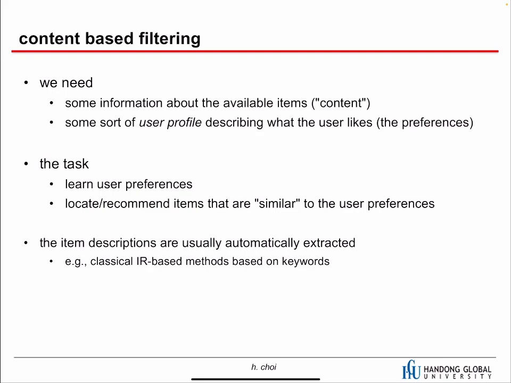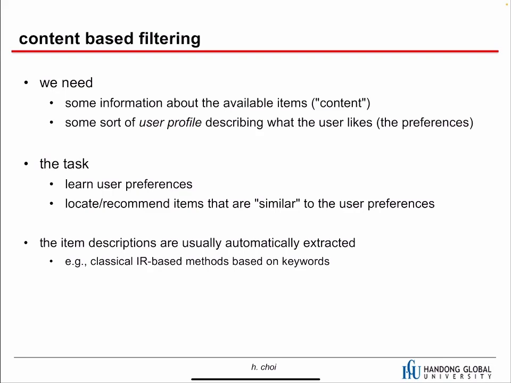But anyway, the system will build up a user profile, and then the task is to learn user preferences, as I said, and locate or recommend items that are similar to the user preferences. So as I said, there is no serendipity, an unexpected joyful event. And the item descriptions are usually automatically extracted. Based on the history, then we can extract that information.